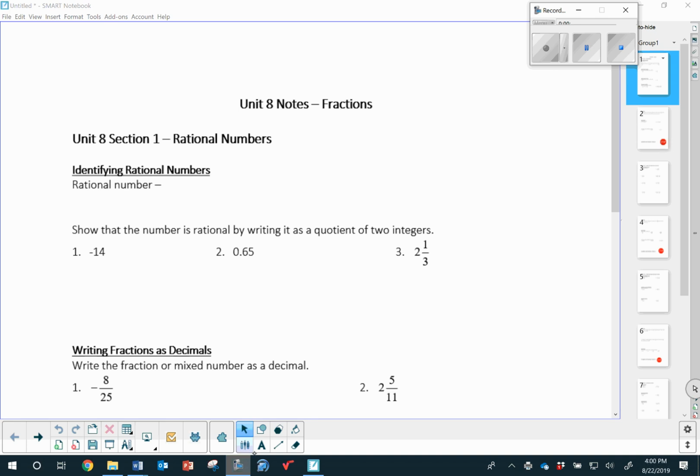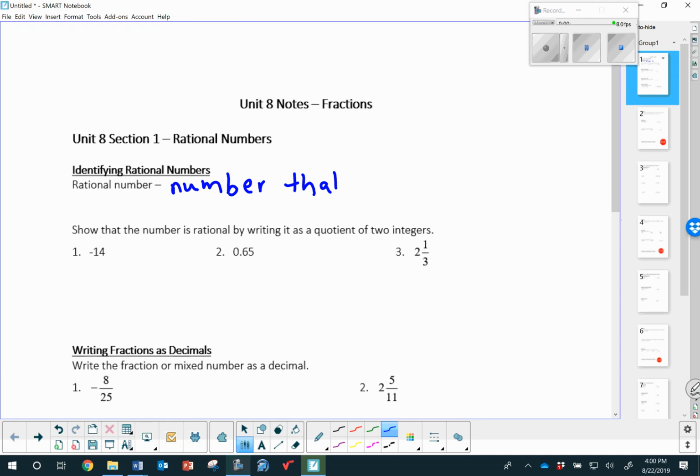All right, we're going to get started with Unit 8, Section 1. This unit is all about fractions, and eventually we're going to look at algebraic fractions. So the first thing to know is the definition of a rational number. A rational number is a number that can be written as a quotient of two integers.